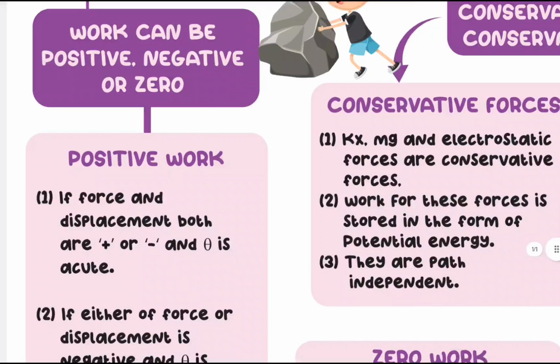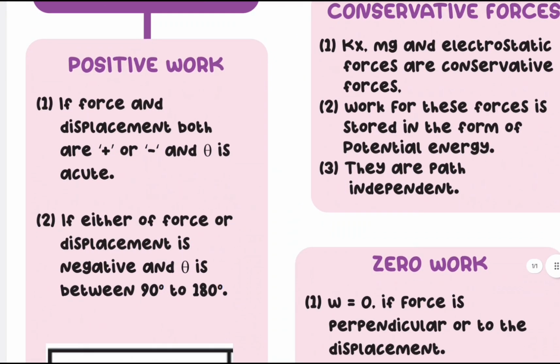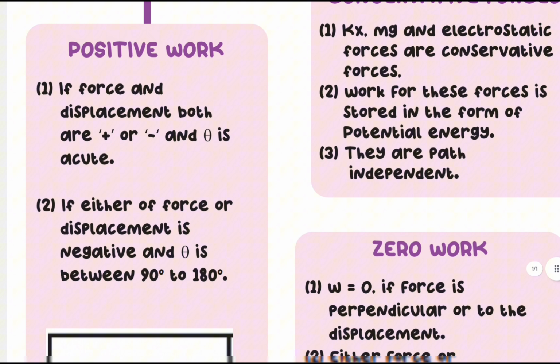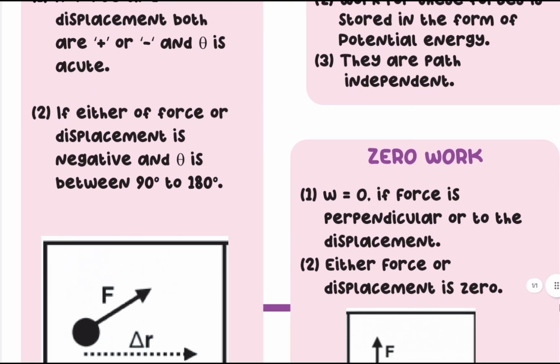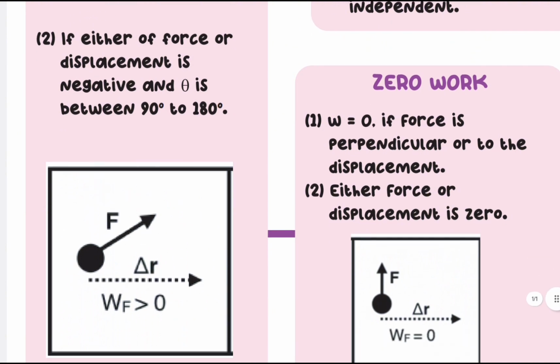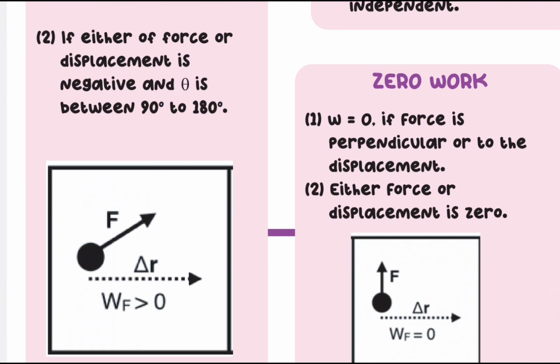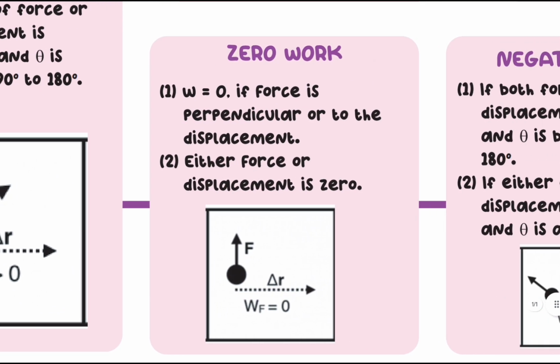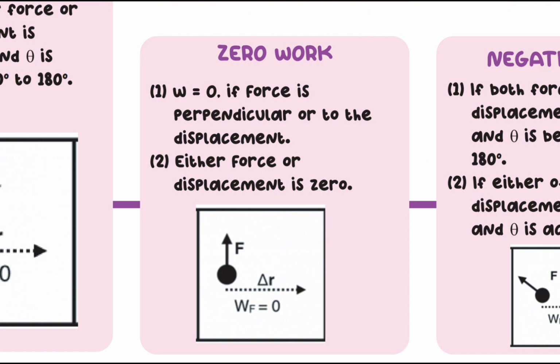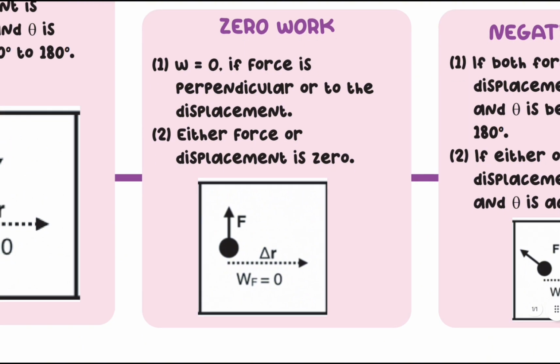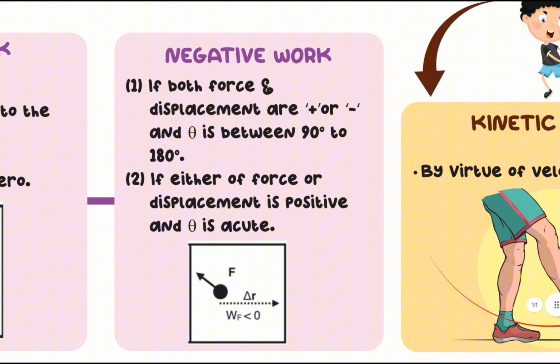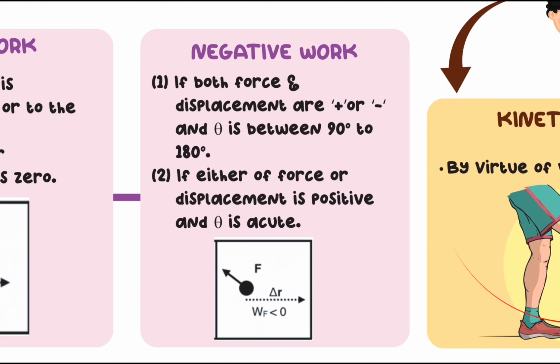Work can be positive, negative or zero. Positive work: if force and displacement both are positive or negative and theta is acute. If either force or displacement is negative and theta is between 90 degree to 180 degree. Zero work: work is equal to zero if force is perpendicular to the displacement, or either force or displacement is zero. Negative work: if both force and displacement are positive or negative and theta is between 90 degree to 180 degree. If either force or displacement is positive and theta is acute.